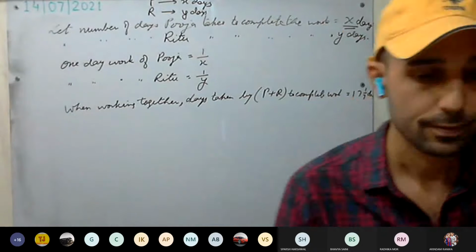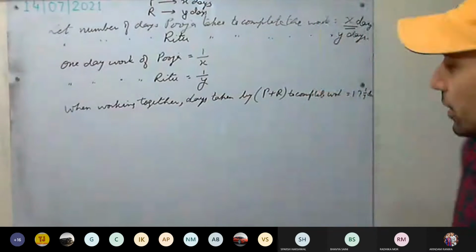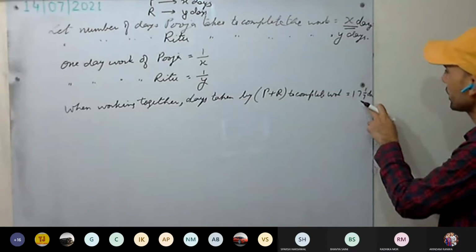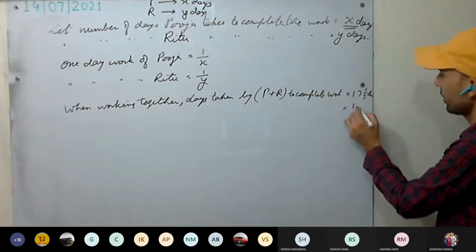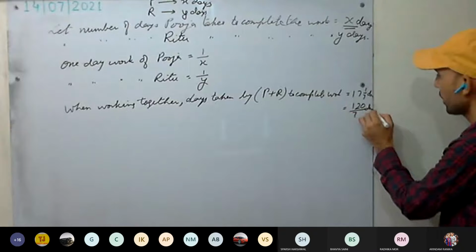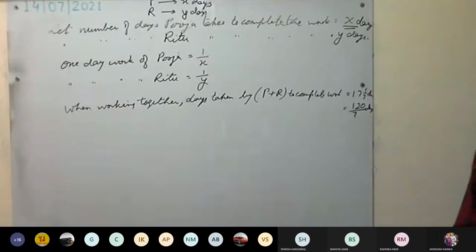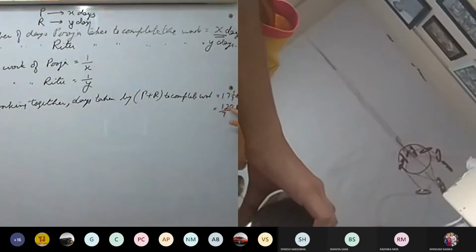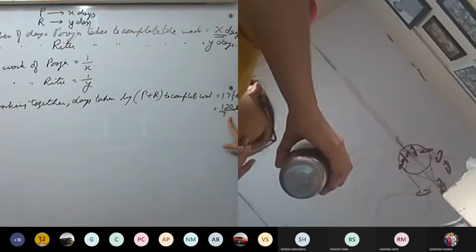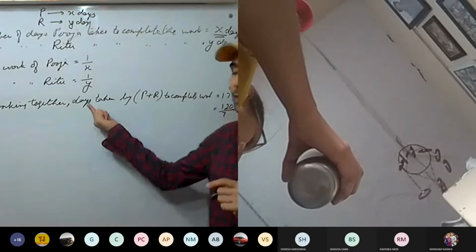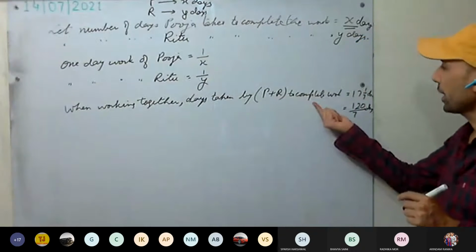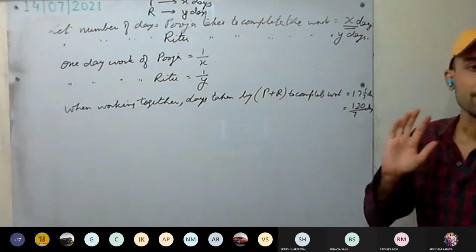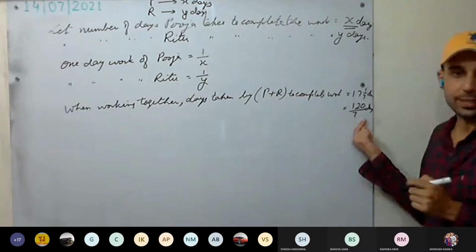How much is it? Calculate, everyone. 7 7s are 49, 4 7s are 28, 119 plus 1, 120 upon 7 days. So see here, when working together, the days taken by Pooja and Ritu to complete the work is 120 upon 7 days. When working together, they are taking these many days.